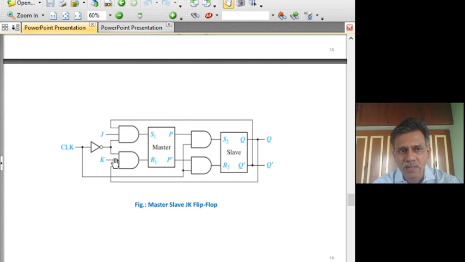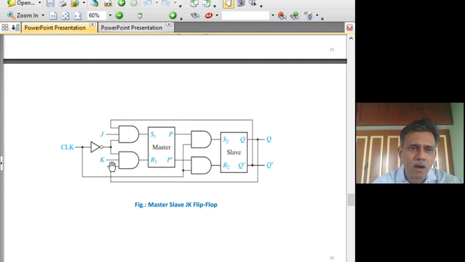As soon as the master is enabled, then based on the value of J and K and the original value of Q, the master will change. Again, we assume that the period during which the clock is 0, that pulse width, should be just enough for the master to settle down. We do not expect J and K to change during this time. So this is just to allow the master to settle down.